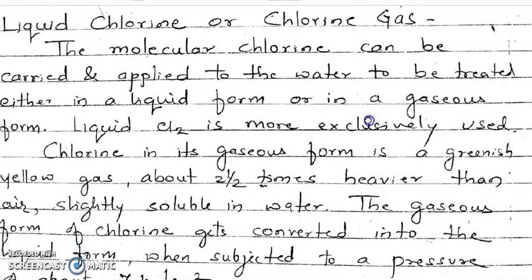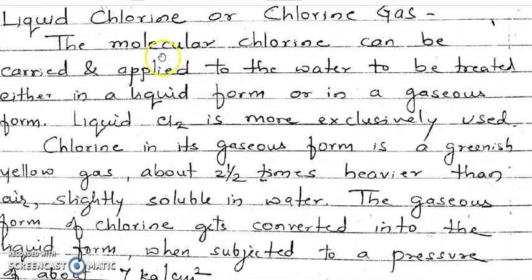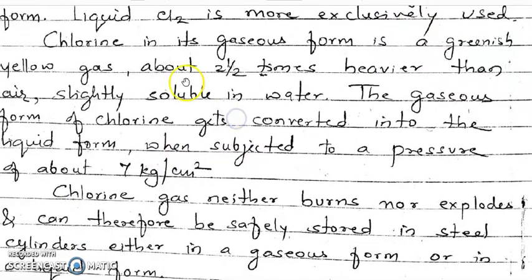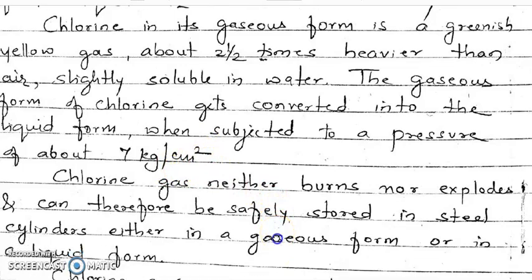Now let's see the first one, liquid chlorine or gas chlorine. The molecular chlorine can be carried and applied to the water to be treated either in a liquid form or in a gaseous form. Now the liquid form of chlorine is more exclusively used. Chlorine in its gaseous form is a greenish yellow colored gas, 2.5 times heavier than air, slightly soluble in water, and the gaseous form of chlorine gets converted into liquid form when subjected to a pressure of about 7 kg per centimeter square. So if you apply that much pressure, it gets converted into liquid.